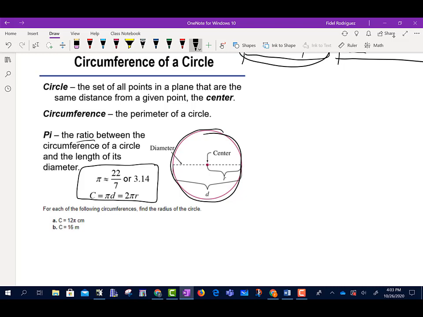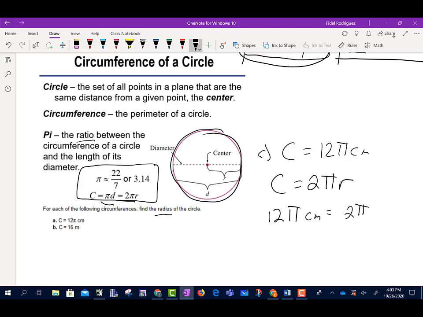Okay, so we have two formulas here. One of them is pi d, and the other one is 2 pi r. And it says, for each of the following circumferences, find the radius of the circle. Okay, so in part A, we know that the circumference is 12 pi centimeters. We're trying to find the radius, and the formula for the circumference is C equals 2 pi r. So all we're going to say now is that 12 pi centimeters is equal to 2 pi r. I'm going to divide both sides by 2 pi. So the pi's will cancel, and 2 goes into 12 6 times. So 6 centimeters is our radius.